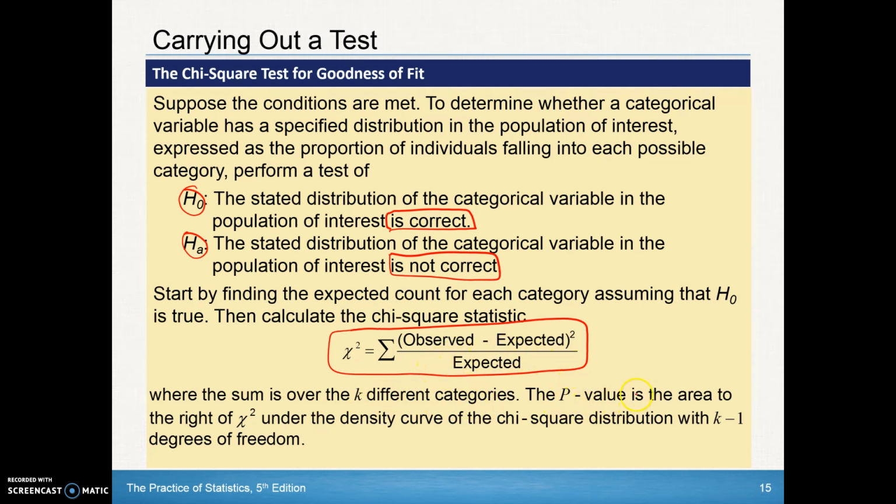The p-value is the area to the right of the chi-squared. So in our distribution, we'll have our chi-squared distribution that's skewed to the right. Our test statistic would be here. Our p-value is always here, to the right of that chi-squared test statistic, using k minus 1 degrees of freedom. So the number of categories minus 1.